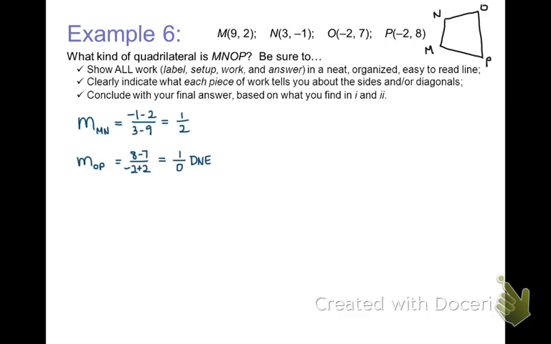Okay, so let's keep on going. We do need to see if I have at least one pair of parallel sides. So which slope do you want to find next? NO, very good. Okay, so if I'm finding the slope of NO, I will have 7 minus a negative to be plus 1, and then negative 2 minus 3. So 7 plus 1 over negative 2 minus 3.